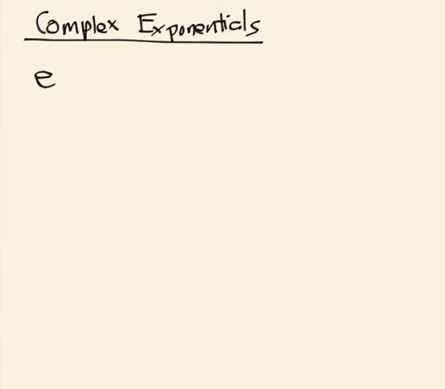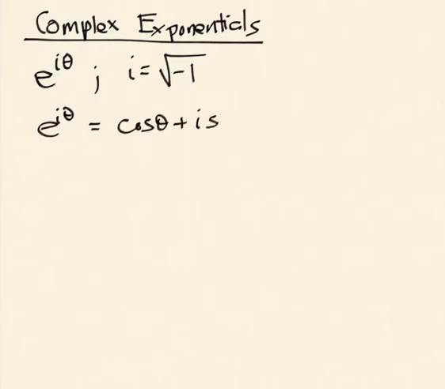complex argument, so take for example e to the i theta, where i is the square root of -1, our complex number. It turns out that e to the i theta is equal to cosine of theta plus i times sine of theta. Okay, and this can be proved in the following way.